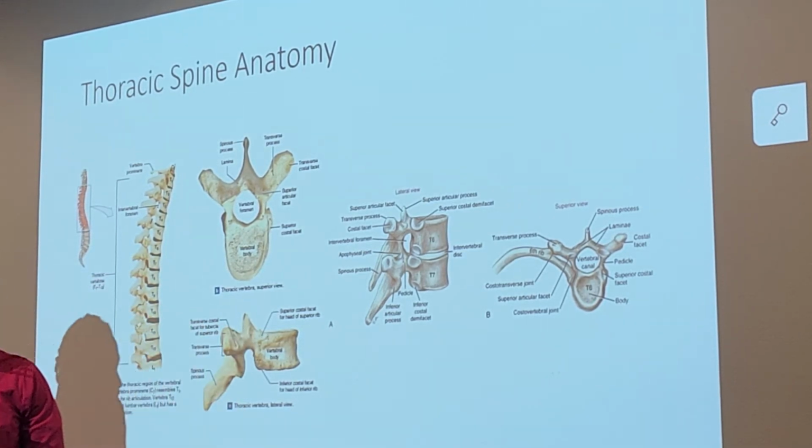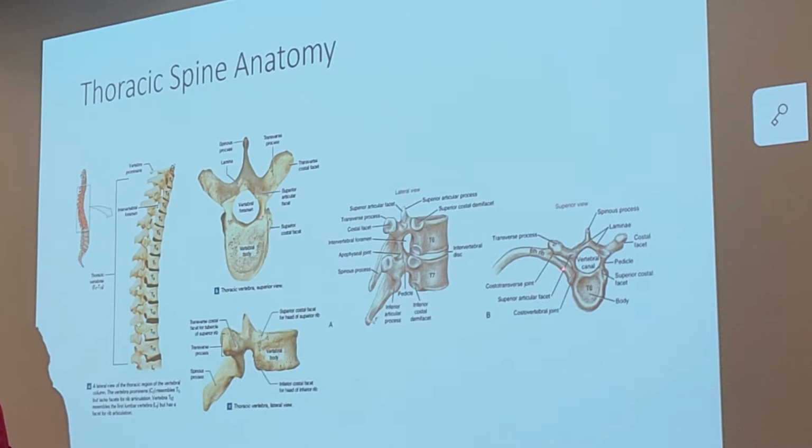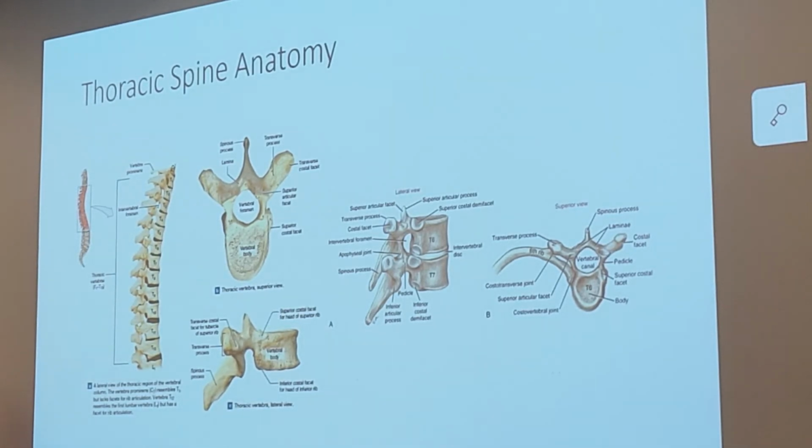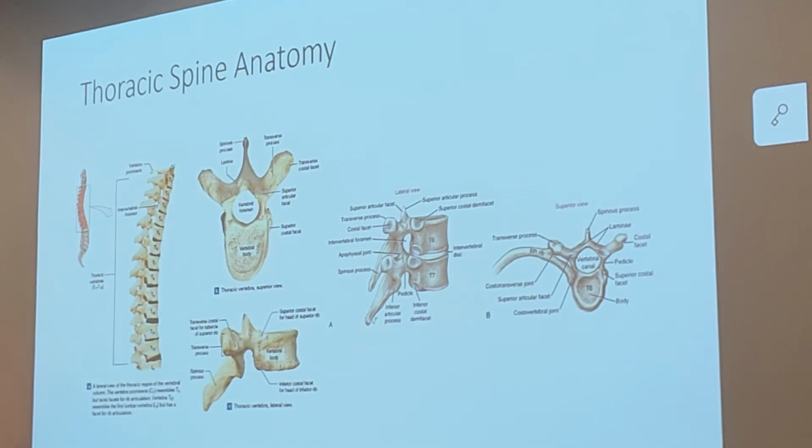Costovertebral is connecting the body with the rib. And those are diarthrotic because they move a little bit slightly. They're movable, but not freely movable.